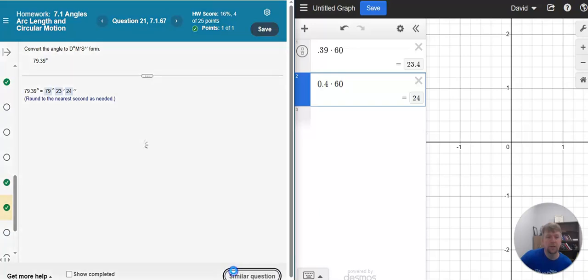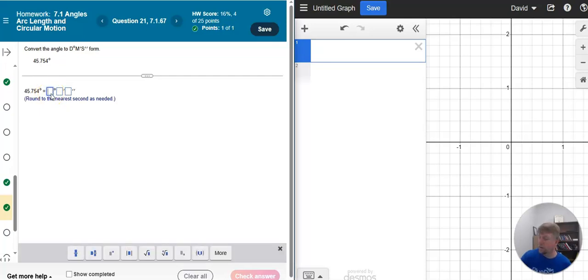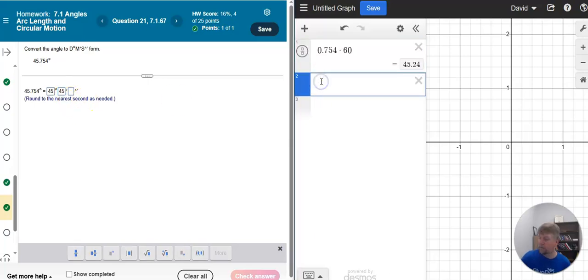So let's just do another one just to make sure that we've got it. The number in front of the decimal is going to be your whole number part. So we're going to have 45 degrees. All right, when we get to this part, we just leave off the 45. So we're going to start off with the 754 after the decimal, multiply by 60, put that whole number part before the decimal in the box, and then whatever's left, 0.24, we're going to multiply that by 60 as well, and round that to the nearest second.